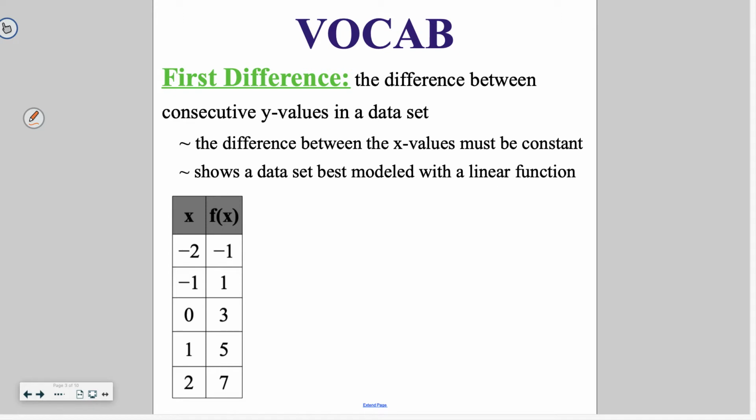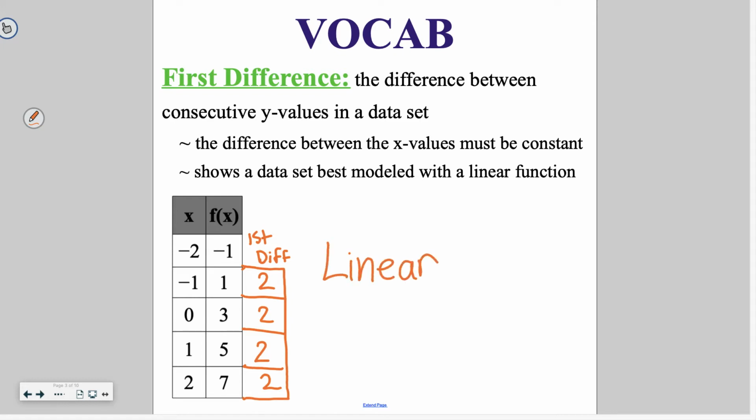So what you would do here is I'm going to just add another column here. So my first difference would be to say, all right, 1 minus -1, which is going to give me an answer of 2. And then I would look and I would say 3 minus 1, which is 2. Then 5 minus 3 is also 2. 7 minus 5 is also 2. So because all of these first difference values are 2, we would say that this is a linear model of data.